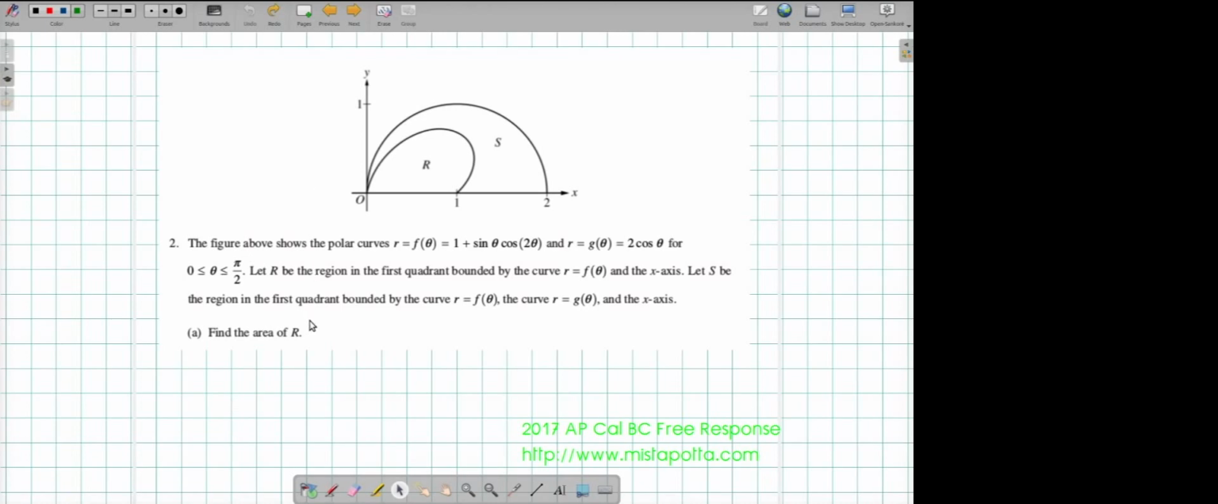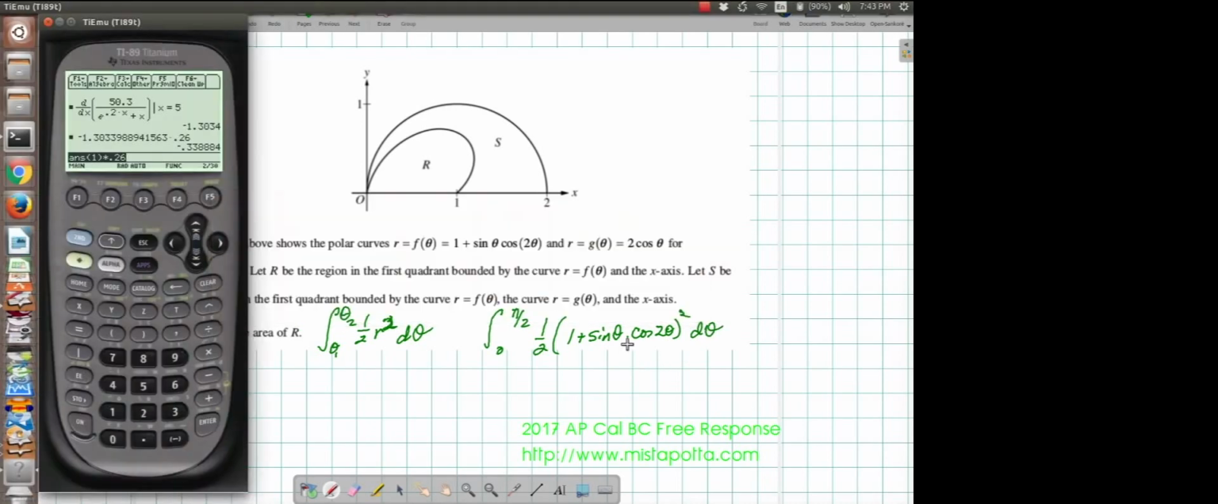Remember that if I want the area of a polar graph, then what I'm really looking for is the integral from theta 1 to theta 2 of 1/2 r squared d theta. So for us, this is going to be the integral from 0 to pi over 2 of 1/2 times r, which in this case is 1 plus the sine of theta times the cosine of 2 theta, squared, d theta.